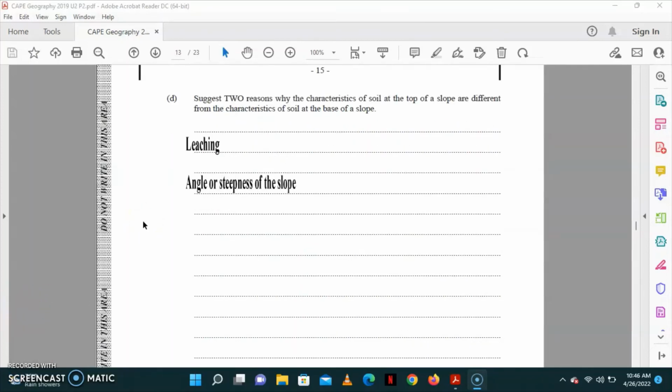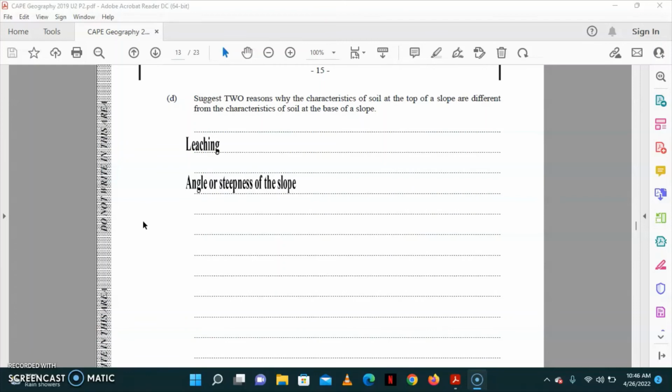Part D to the question asks that we suggest 2 reasons why the characteristics of soil at the top of a slope are different from the characteristics of soil at the base of a slope. Now, the characteristics of soil at the top of the slope are different from the characteristics of the soil at the base of the slope because, one, due to leaching. And remember that leaching is the downward movement of materials or minerals in the soil profile, right? So it basically helps to create a distinct soil profile that has specific characteristics such as color.